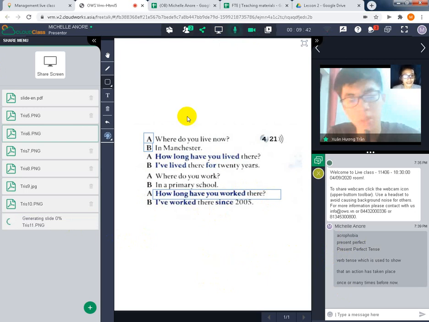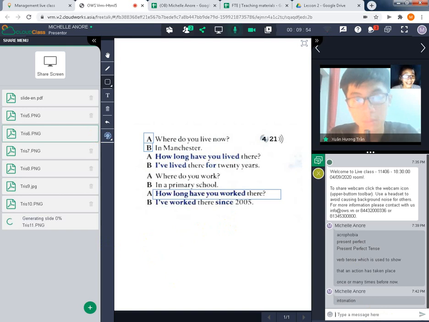Tris, I just want to check the intonation. I always tell you that intonation is very important when learning English, especially when we are talking about conversations. Whenever you are asking a question, your intonation must go high in the end. Can you try again the first question? Where do you live now? Okay, correct.